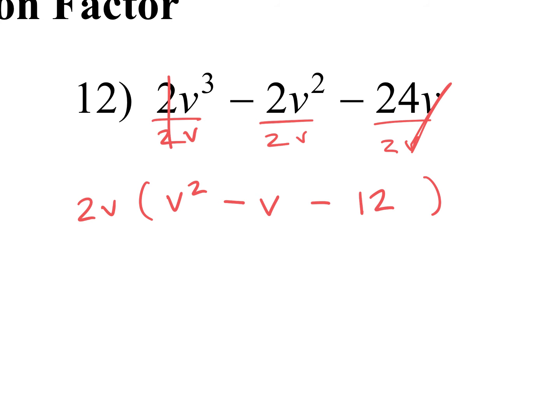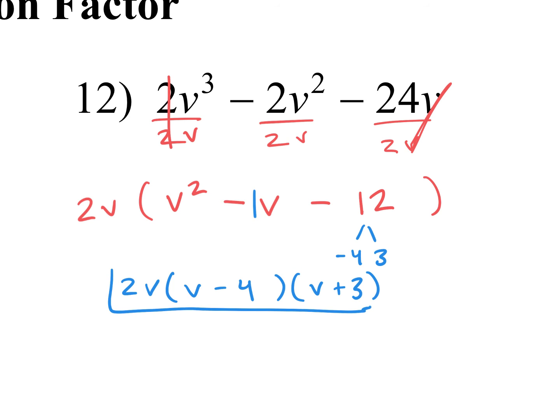So do I have two factors of negative 12 that add to negative 1? Negative 4 and 3. Perfect. So 2v stays on the outside. What goes inside the parentheses? V minus 4 and v plus 3. Awesome. So that's my answer.